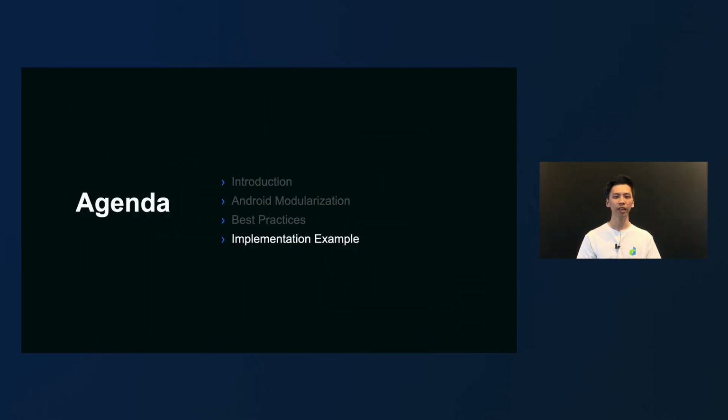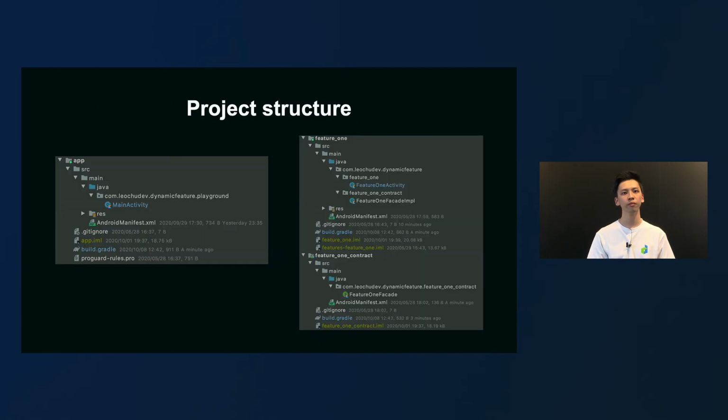So I will show you an implementation example of how to achieve that. Here's what the project structure looks like. We have three modules. The first one is the app module, which is the application module. The second one is the feature 1 module, which is the dynamic feature module. And the last one is the feature 1 contract, which is the interface module.